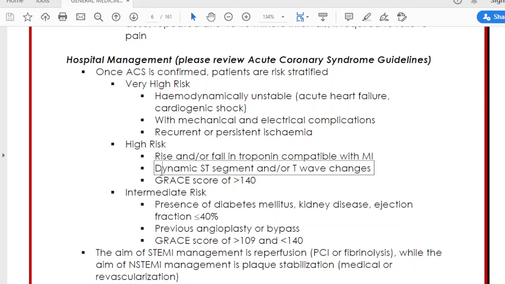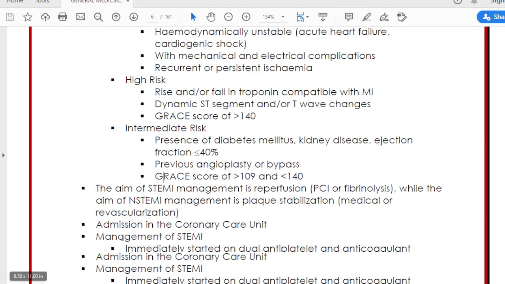Dynamic ST segment and/or T wave changes. Grace score of greater than 140. Intermediate risk: presence of diabetes mellitus, kidney disease, ejection fraction less than 40%, previous angioplasty or bypass, Grace score of greater than 109 and less than 140.